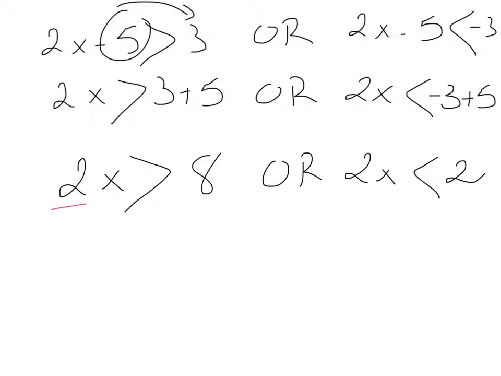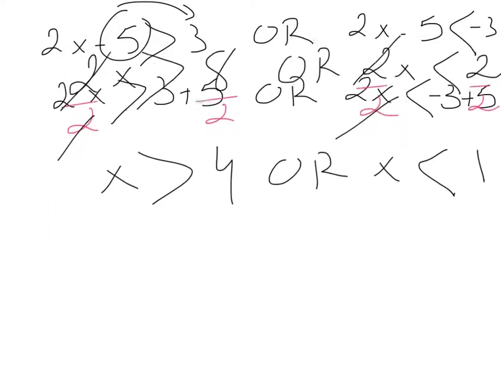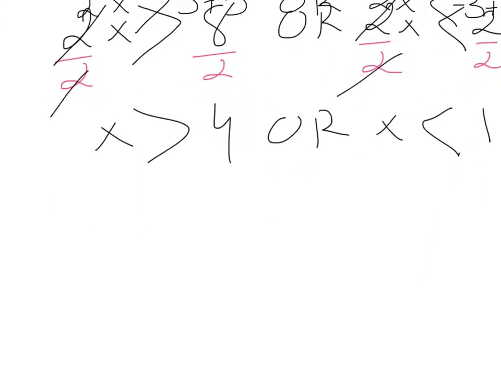Here we're going to divide by 2 on both sides, and also here we're going to divide by 2. So we're going to cancel this one out. So x is greater than 4, or x is less than 1. When we talk about x less than 1, we're talking about minus infinity to 1, of course. And here we're talking about 4 to positive infinity.